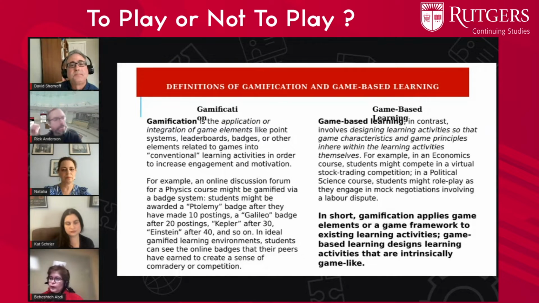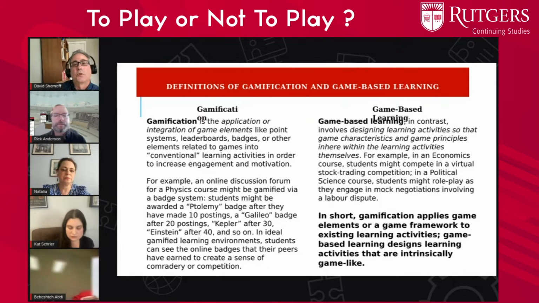So for example, an online discussion forum in a physics course might be gamified via a badge system. A student might be awarded a Ptolemy badge after they've made 10 postings, a Galileo badge after 20 postings, a Kepler badge after 30 postings, and an Einstein badge after 40, and so on. In the ideal gamified environment, students can see the online badges that peers have earned, to create a sense of camaraderie or competition.